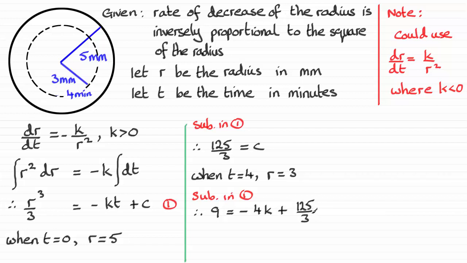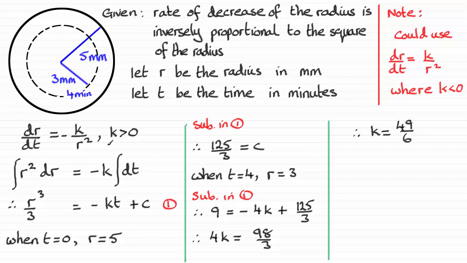And so I can easily rearrange this. If I add 4k to both sides, I'm going to get 4k, and take 9 from both sides. 9 is 27 thirds, so 125 thirds minus 27 thirds. That's going to leave me with 98 thirds. And so therefore, if we just carry on down here, we're going to get that k, if we divide both sides by 4, k equals 49 over 6.